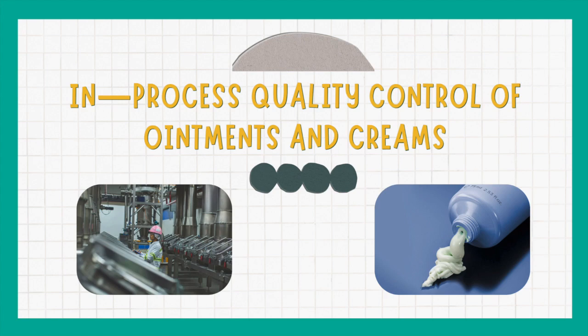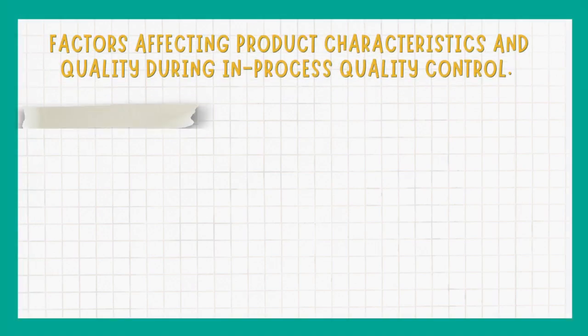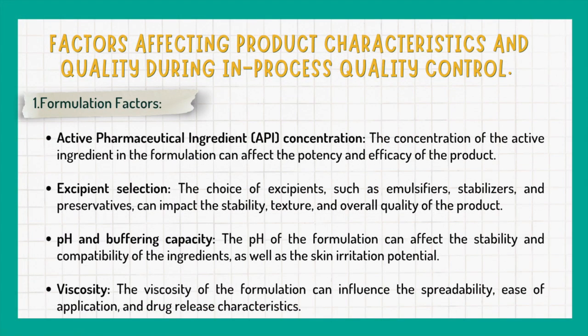Factors affecting product characteristics and quality during in-process quality control. 1. Formulation factors. Active pharmaceutical ingredient concentration. The concentration of the active ingredient in the formulation can affect the potency and efficacy of the product. Excipient selection. The choice of excipients, such as emulsifiers, stabilizers, and preservatives, can impact the stability, texture, and overall quality of the product.